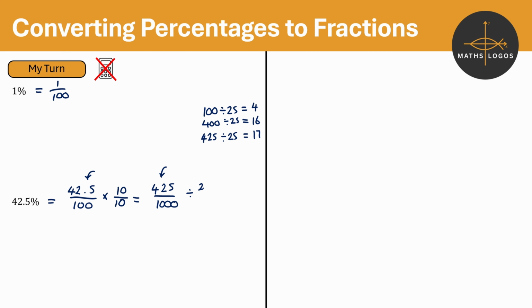If I've divided by 25 on the numerator and denominator, that's going to give me 17 over, and let's do a little bit of smart calculations to work out 1,000 divided by 25. Well, we know 100 divided by 25 is 4.